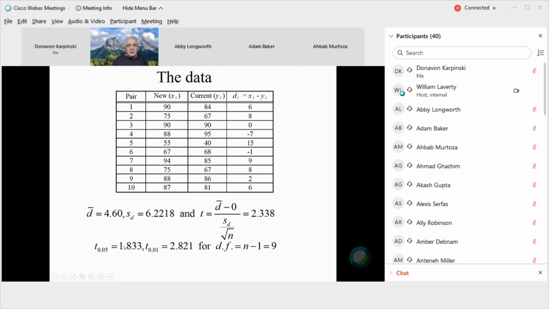Again, the critical value at 0.05 is 1.83. If I was using 0.01, this is a more difficult test. It's 2.831. So the null hypothesis would have been rejected using a 5% level, but accepted using a 1% level.